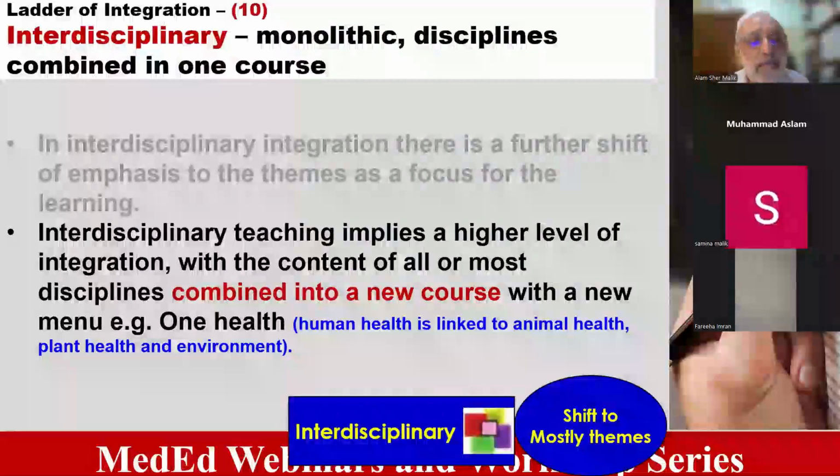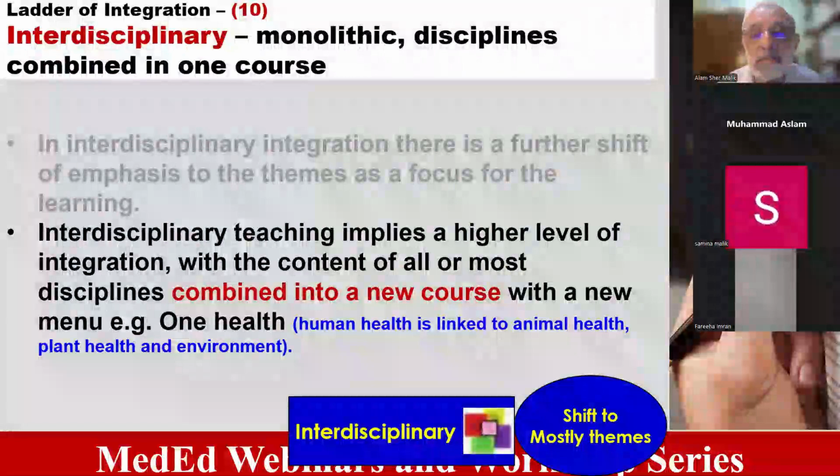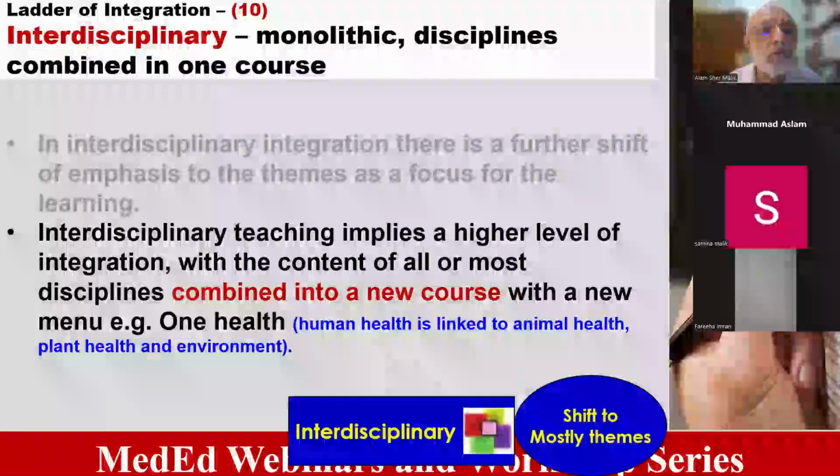One example is One Health. It's a new specialty being developed where it has been realized that human health is linked to animal health, to plant health, and environment. This is mainly to tackle endemics and epidemics, and after the COVID pandemic, the emphasis on it has increased. Obviously, we all know that the health of humans, animals, plants, and environment is interlinked. So by combining these areas from all these components, there can be a new integrated course or new degree on One Health.